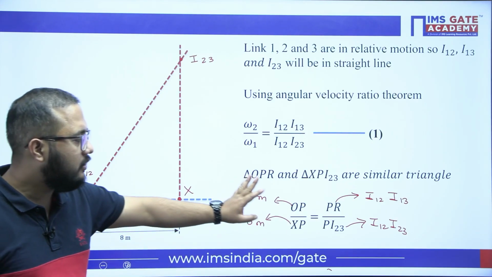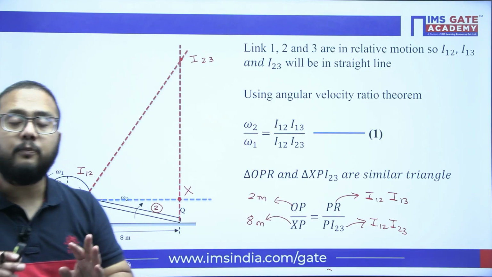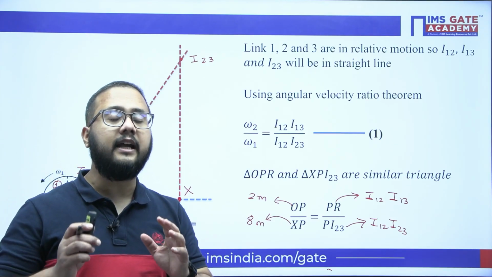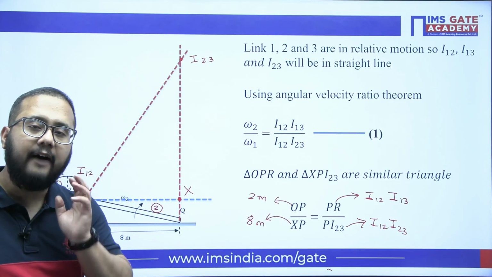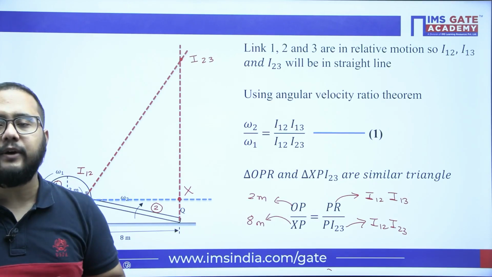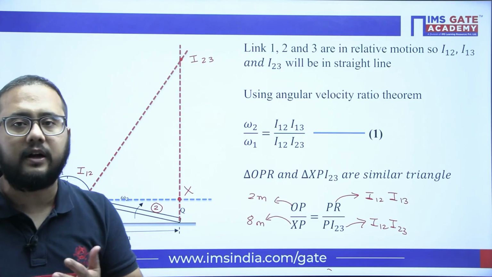Now we will be using this relation here to get the omega 2 by omega 1 answer. So I hope you are getting the concept here, how we can write the angular velocity ratio theorem, how we can locate I centers, and after finding the location of I centers, we need to calculate the distances. For that, some basic geometry properties we need to understand, right?